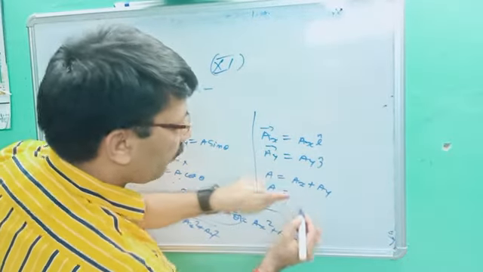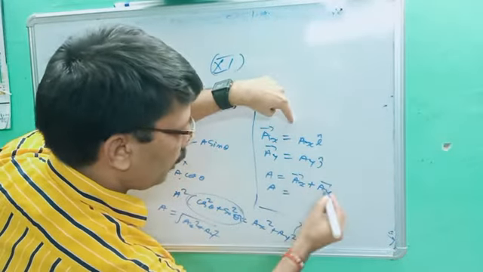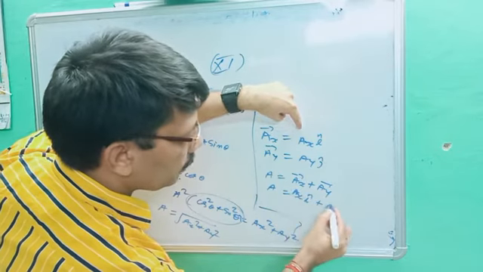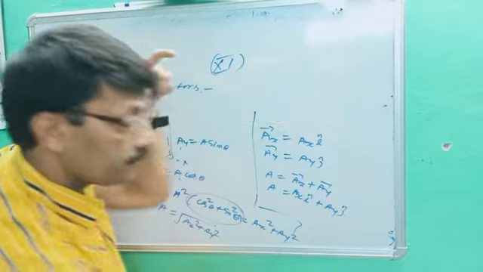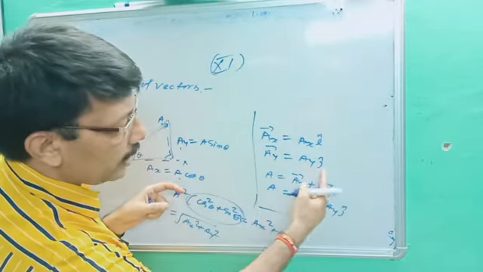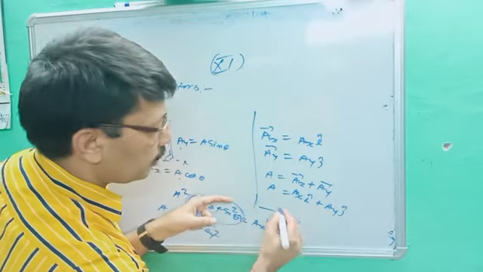A is equal to what value of the vector ax plus ay? So what is ax? It is ax i cap plus ay j cap. Ax is equal to ax i cap and ay is equal to ay j cap. Squaring both sides, what answer will you get?